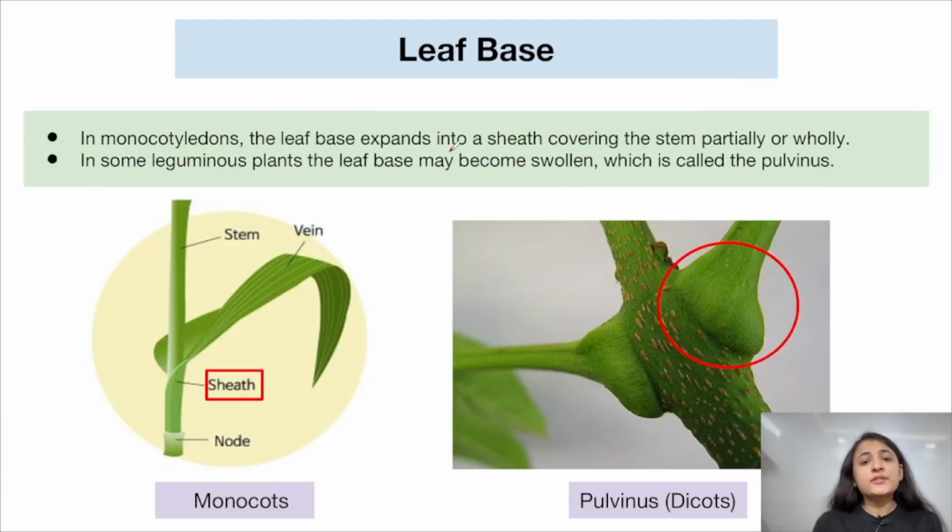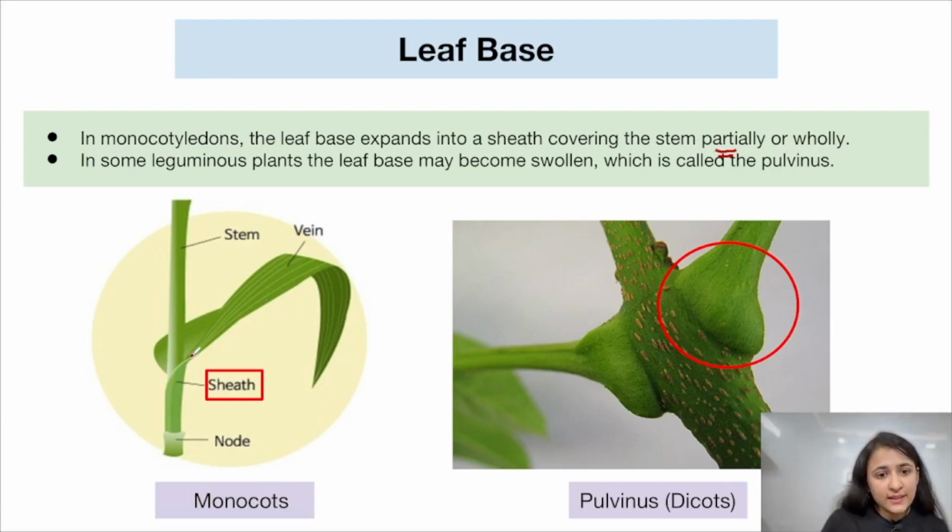In monocots, the leaf base expands into a sheath covering the stem partially or wholly. See, in monocots, what happens is the leaf base is present here, right? So the leaf base is not just present at the point of attachment. It is in fact expanding and covering the stem of the monocot by forming a sheath around it, and thereby it covers the stem either partially or wholly.